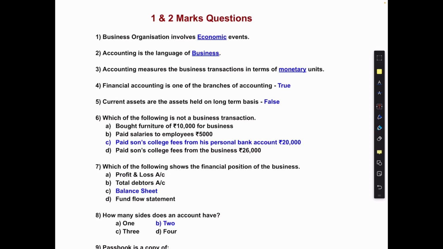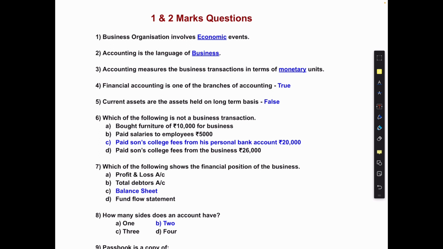In today's video, we'll discuss 1 marks and 2 marks questions. Question number 1. Business organization involves economic events. Second, accounting is the language of business. Or the question will be dash is the language of business. Answer is accounting. Third, accounting measures the business transactions in terms of monetary units.